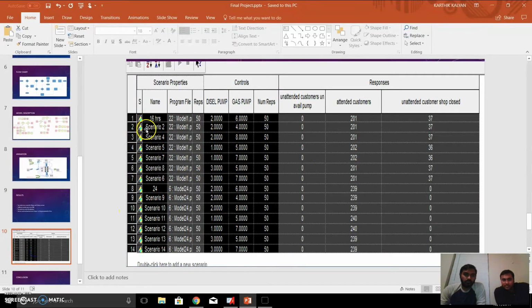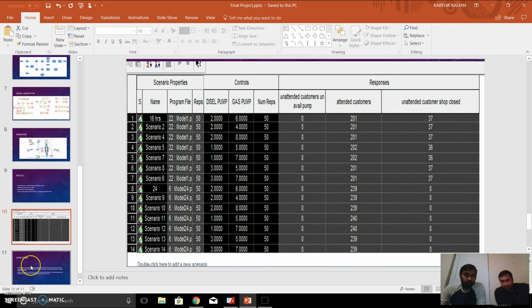And this is the Pan file, like I said before. These seven scenarios are for the 16 hours, and these are for the 24 hours. Like you see here, it's around 200, 202, and there are a lot of unattended customers due to the shop being closed. I mean, the gas station being closed. And here you can see none of the customers are unattended. Since the gas station is open for 24 hours, whoever came in was served. And the maximum was found to be 240, which we find is pretty good profit for the store.